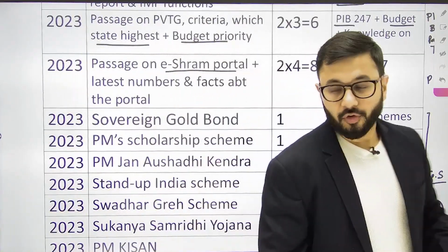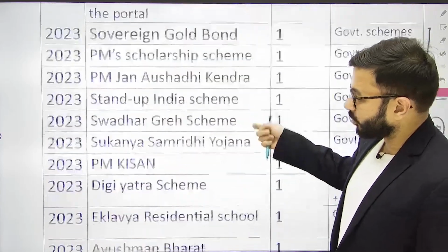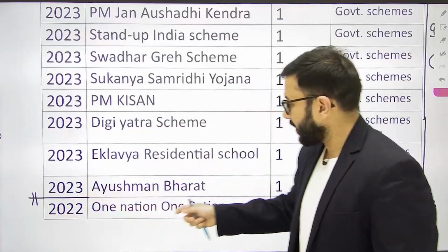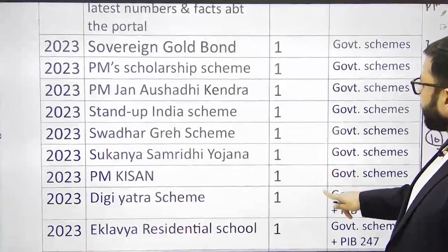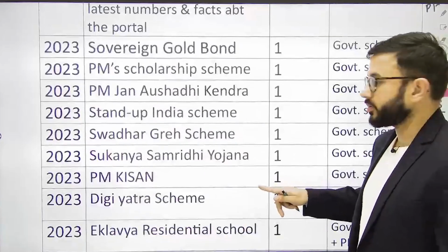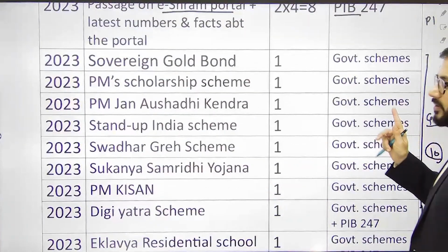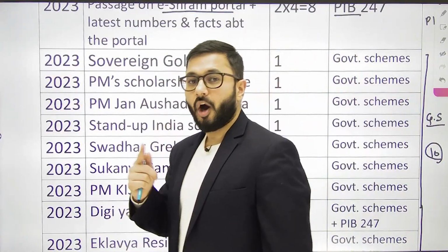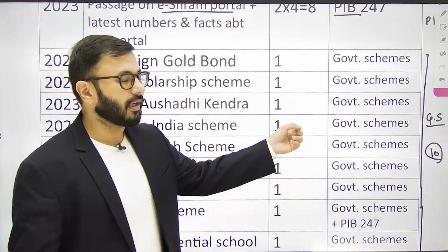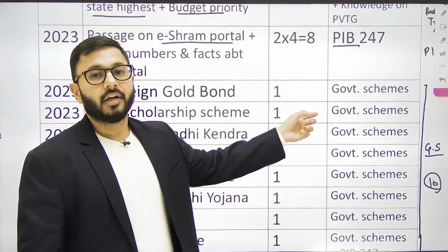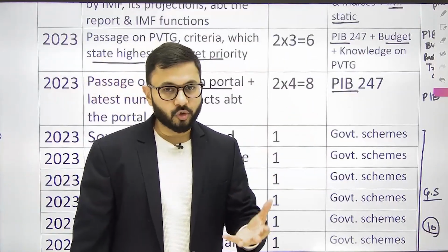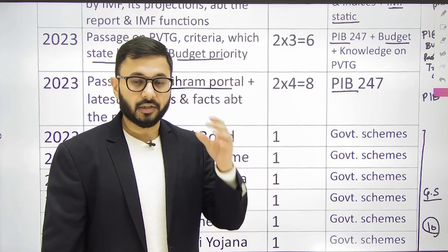And then there are a lot of questions from government schemes. Now 2023 runs till here. And all the questions here are from government schemes, 1 markers. So total of about 10 questions, which means 10 marks out of 50 marks being asked from government schemes in 2023. Now he's not done the 2024 source mapping because that is not a part.